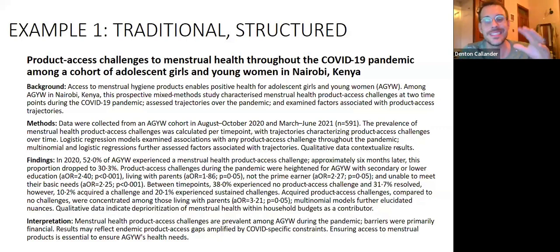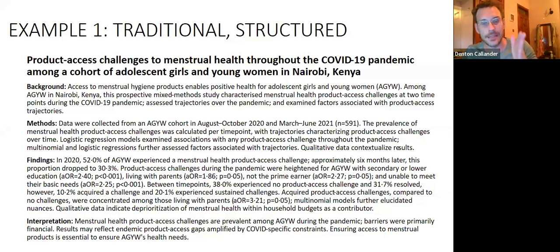And as I said, this is the stuff that we really care about. It's the stuff that's the most exciting. So they've highlighted right away the key results here. At the first time period, 52% of their sample of adolescent and young women experienced access challenges around menstrual health products, which is pretty high.